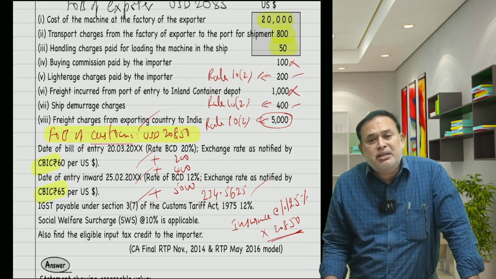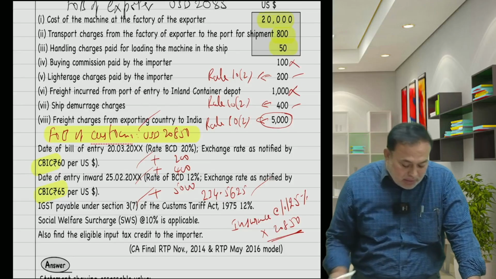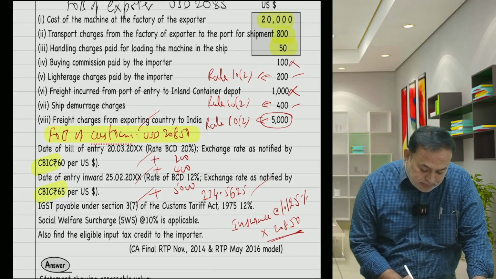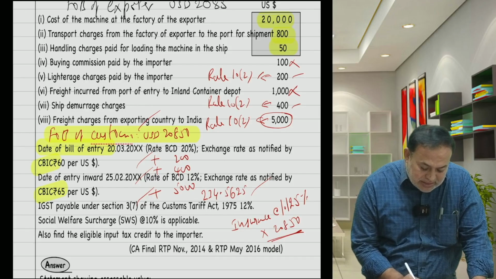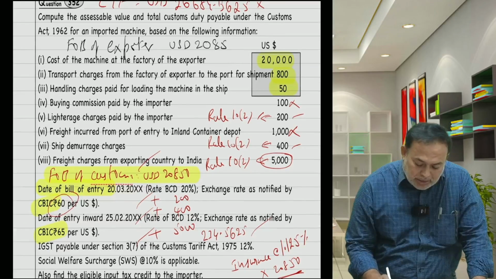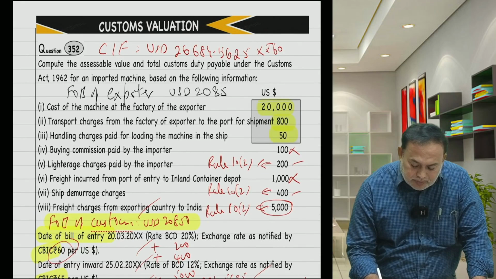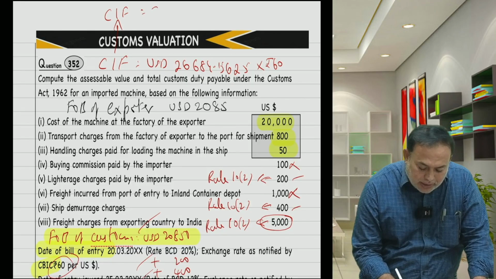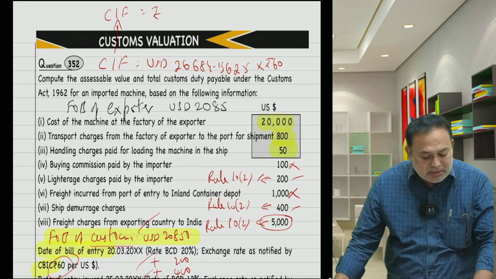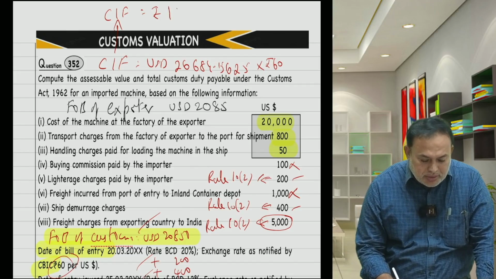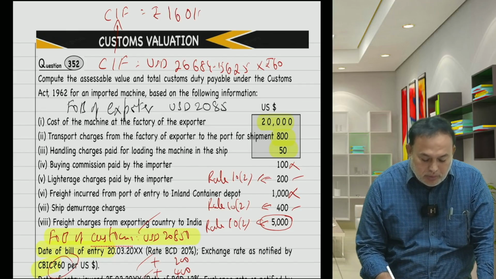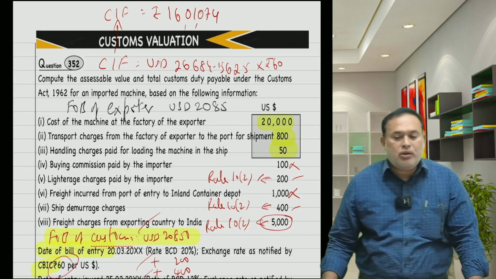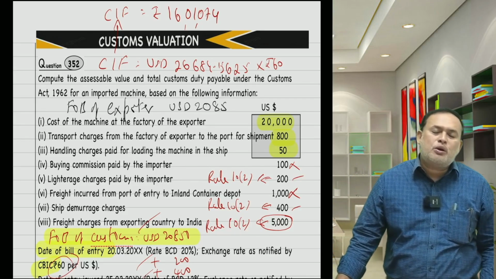Now, please come back and look here. The exchange rate considered is only the exchange rate of the CBIC at the time of submission of the bill of entry. Therefore, it is 60 rupees. Multiply here with 60 rupees, you get the CIF value in Indian rupees, which is 16 lakh 1074. Round off to the nearest rupee.